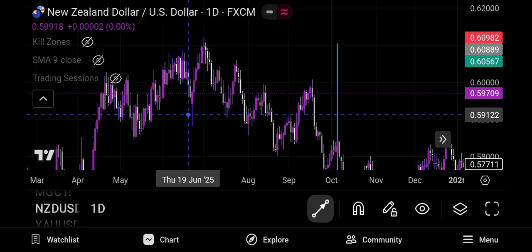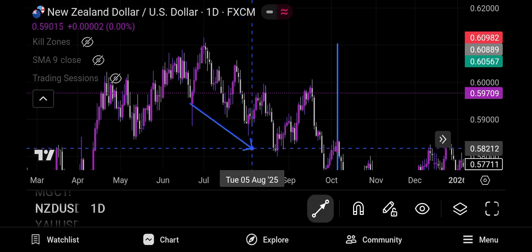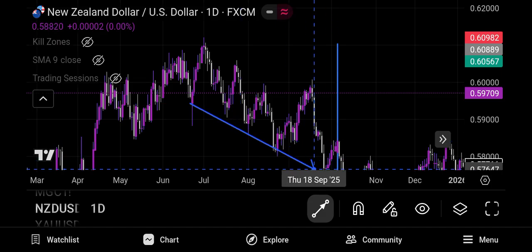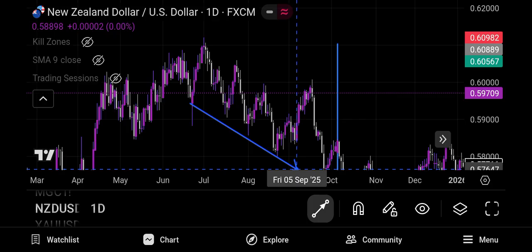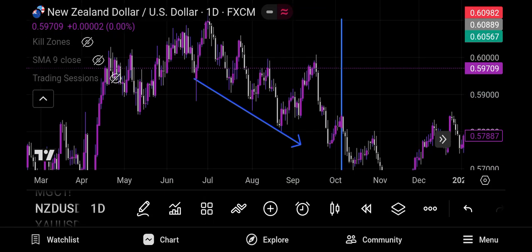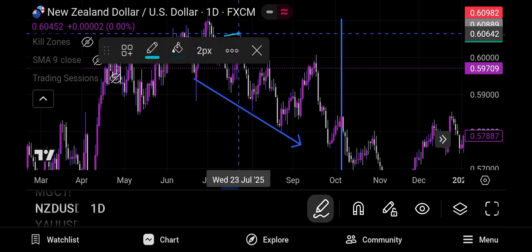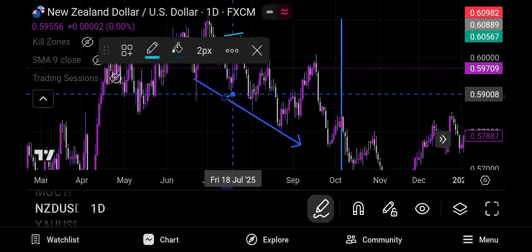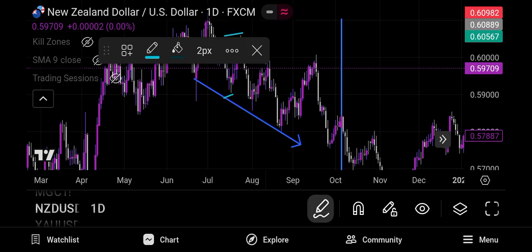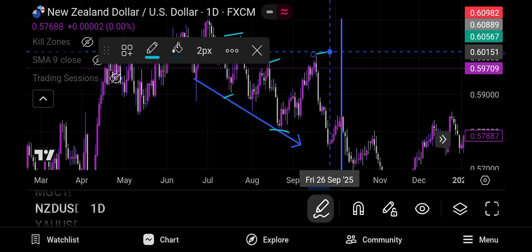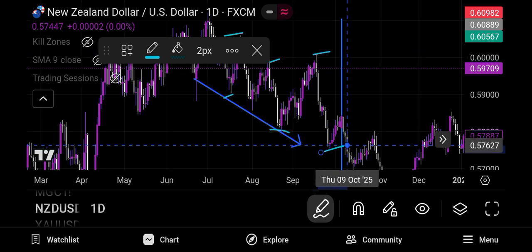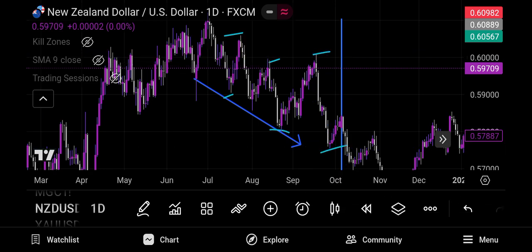Now we have a downtrend. How is it a downtrend? Because it has a series of lower highs and lower lows. Lower high, lower low, lower high, lower low.